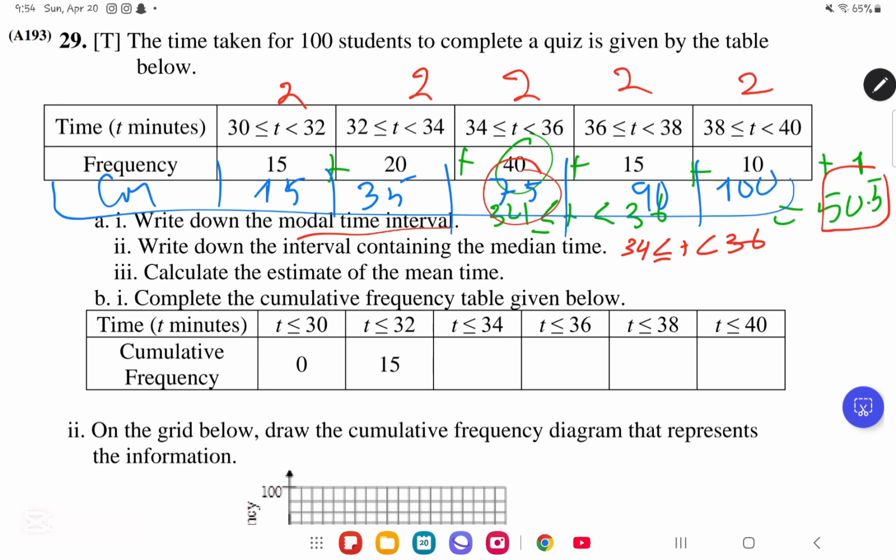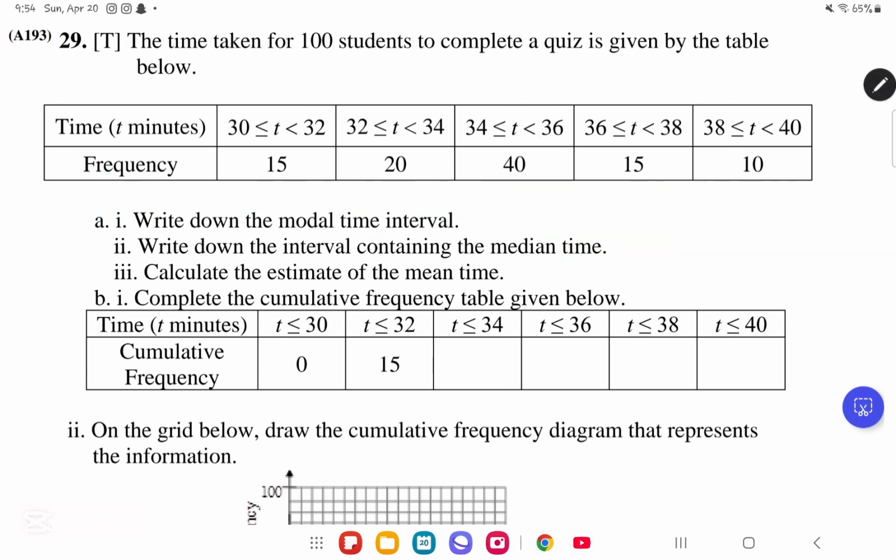Now, for an estimate of the mean, here you will need to find the mid-intervals. To find the mid-intervals, you just need to add them and divide by 2. I will just write it over here. So 31, 33, 35. Then you multiply each one by its frequency and divide by the total frequency, which is 100. And you will get an answer of 34.7.